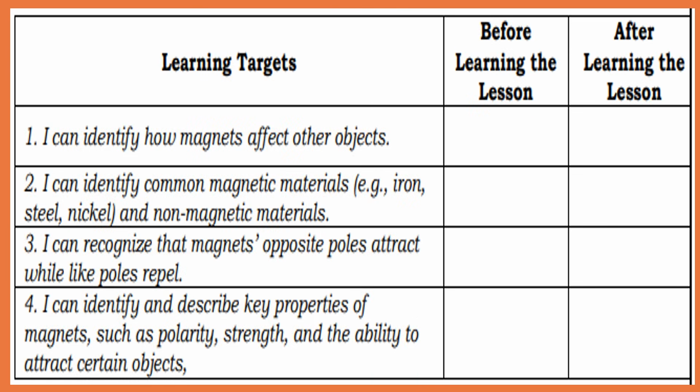Here are the learning targets. This time, after learning the lesson. First, I can identify how magnets affect other objects. Second, I can identify common magnetic materials, for example, iron, steel, nickel, and non-magnetic materials. Third, I can recognize that magnets' opposite poles attract while like poles repel. And fourth, I can identify and describe key properties of magnets, such as polarity, strength, and the ability to attract certain objects.